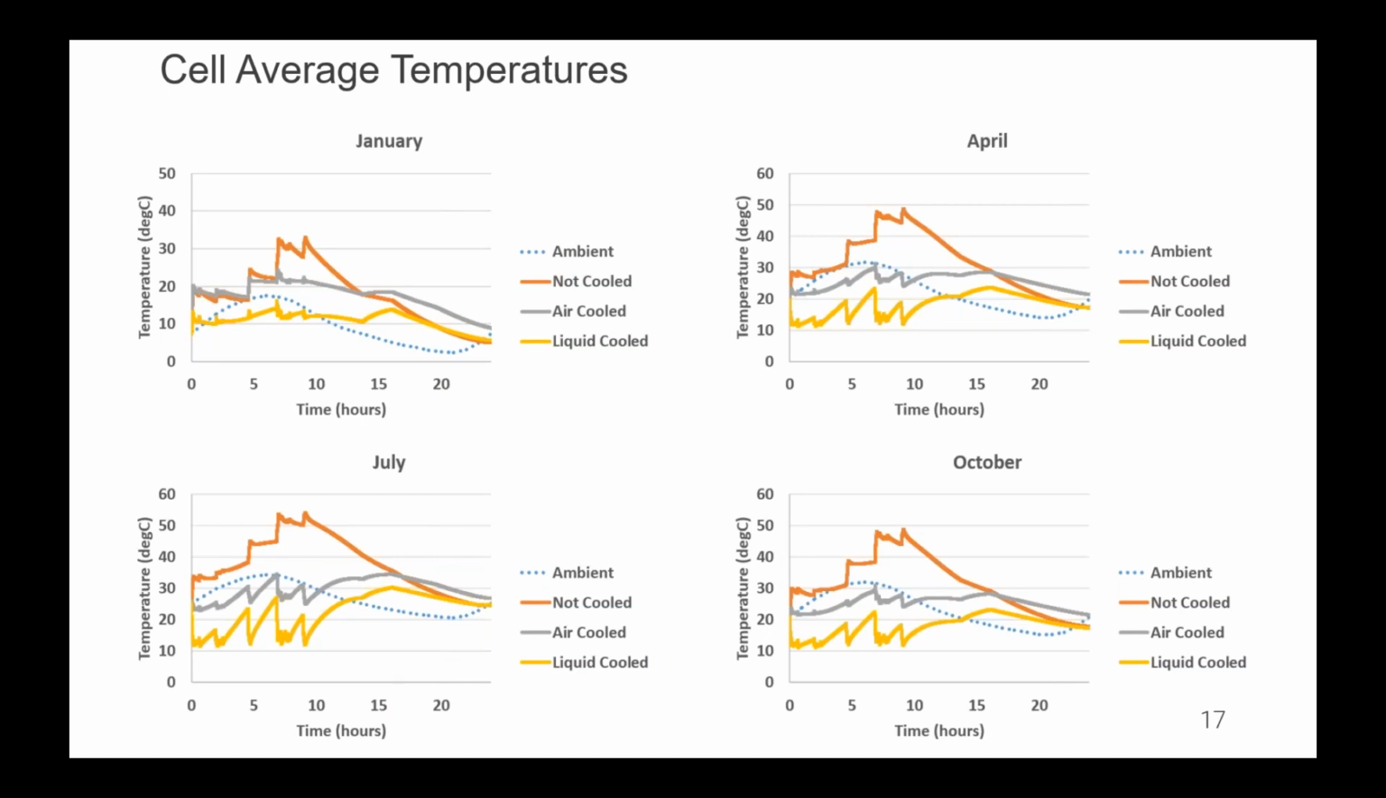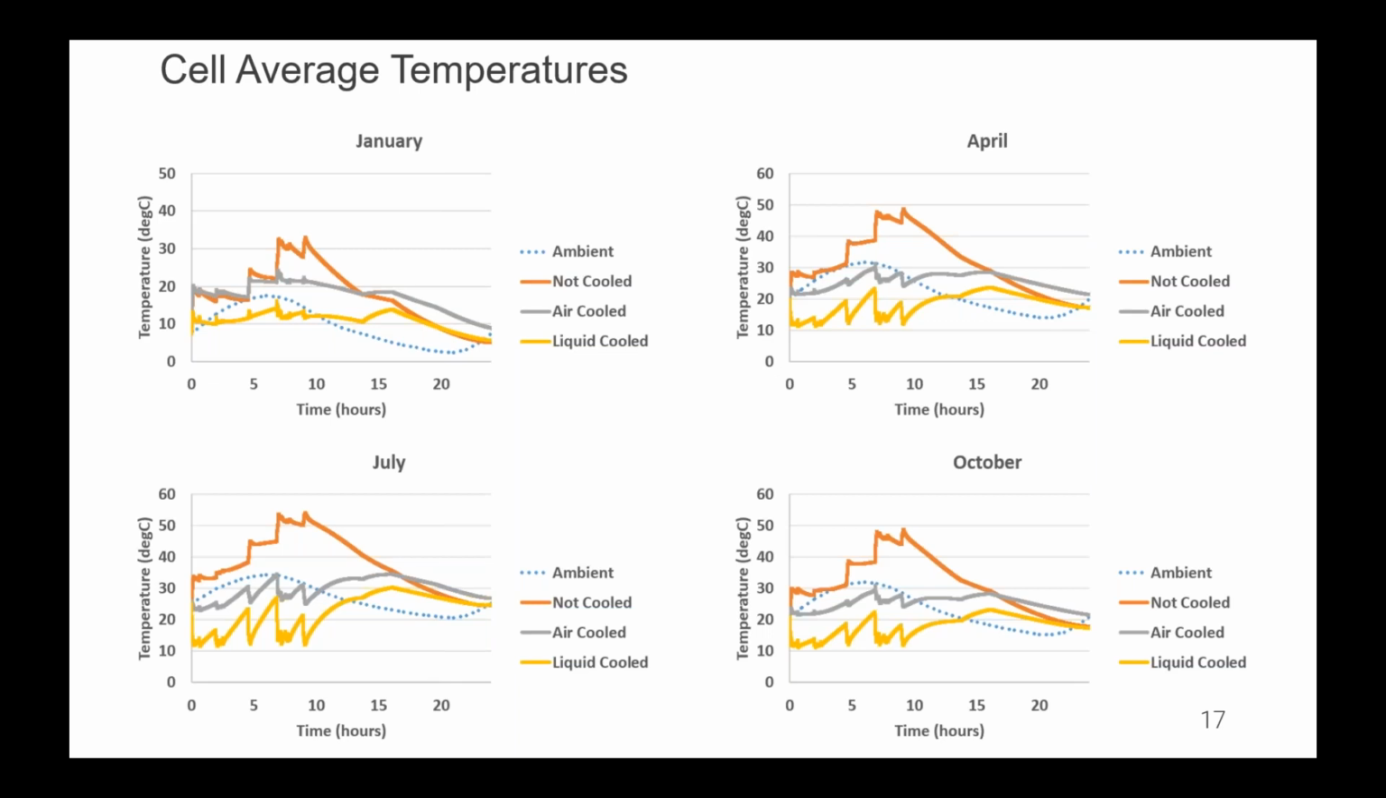The average cell temperatures are reported here over a given day in 4 different months out of the year. And the ambient temperature is shown in the dotted line. So we've got an ambient temperature that's changing throughout the day. And then we have average cell temperatures with the solid lines for the 3 different cooling cases.